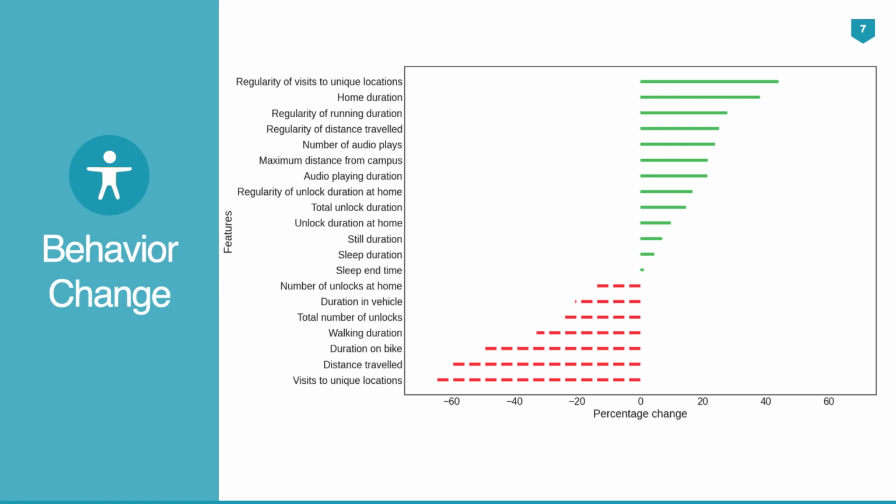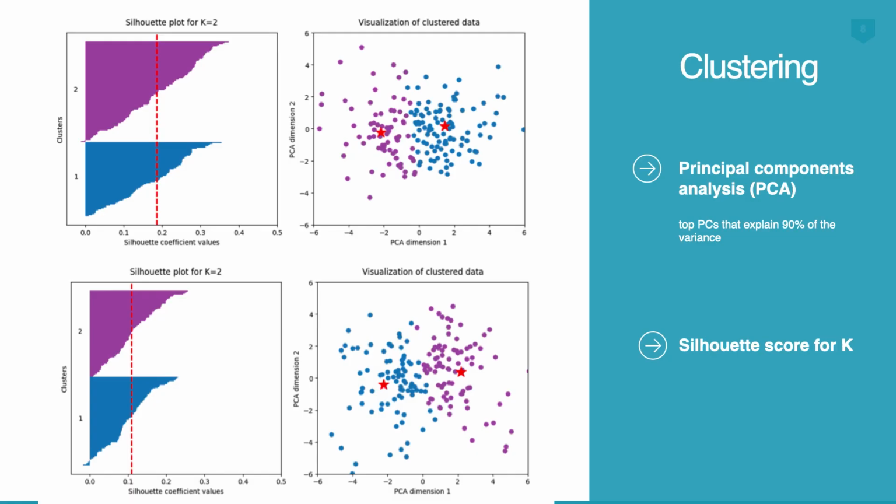We compare the median score of the pre-COVID-19 year with the first COVID-19 year. The x-axis is the percentage change, whereas the y-axis contains the names of the features or behaviors, if you will. Some of the notable changes include an increase in number of audio plays, regularity of unlock duration at home, and an increase in sleep duration by a small amount. As expected, we find a decrease in visits to unique locations as well as walking duration. Note that all these results are statistically significant.